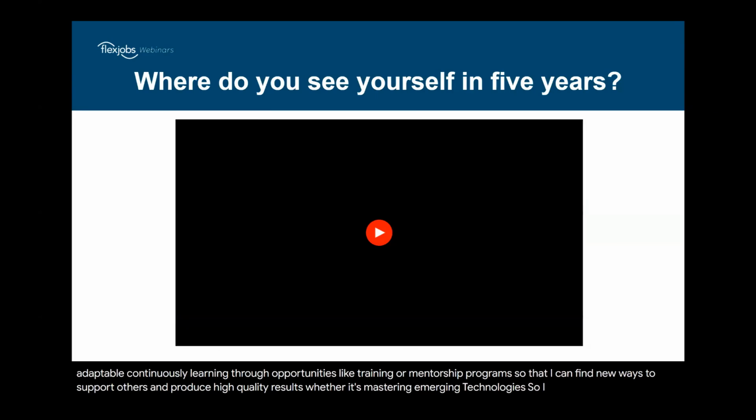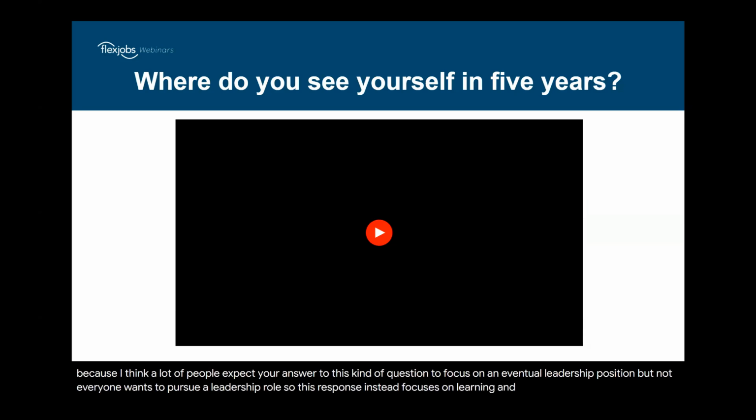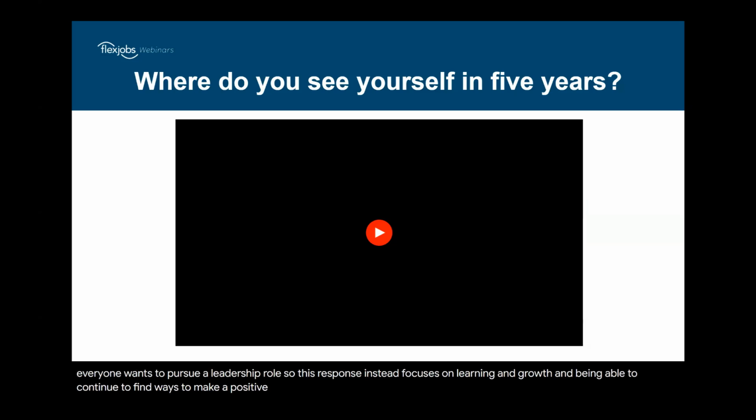So I liked this response because I think a lot of people expect your answer to this kind of question to focus on an eventual leadership position, but not everyone wants to pursue a leadership role. So this response instead focuses on learning and growth and being able to continue to find ways to make a positive contribution to their team or their organization. So I thought that was a good sample response to include in this presentation.